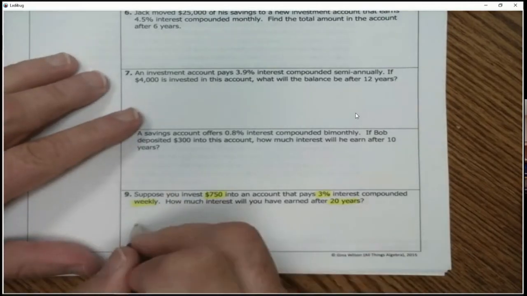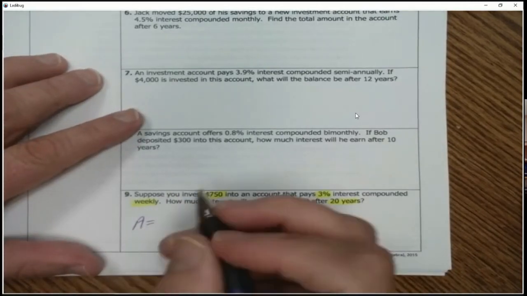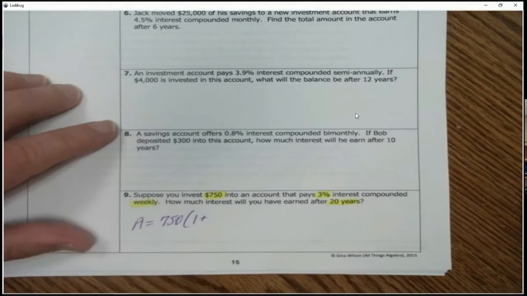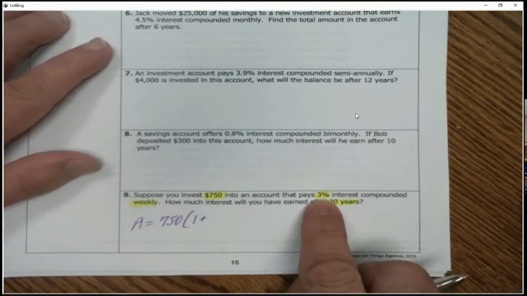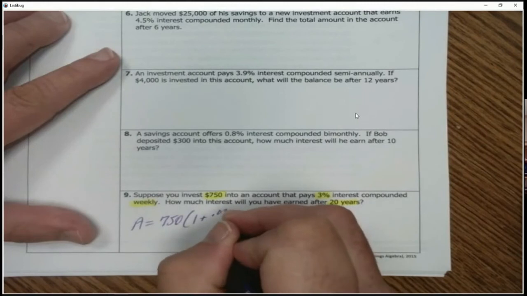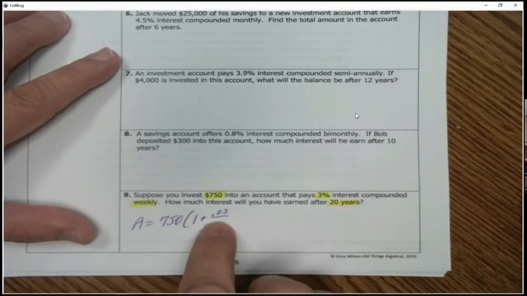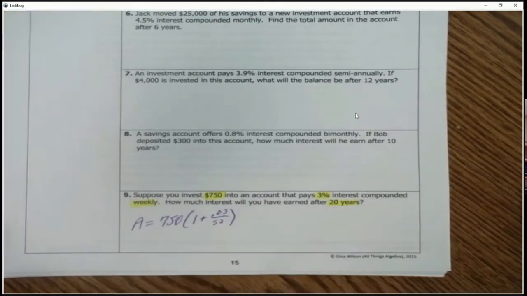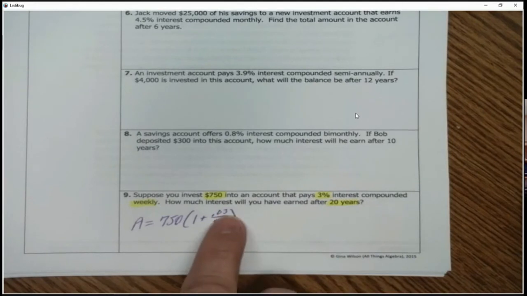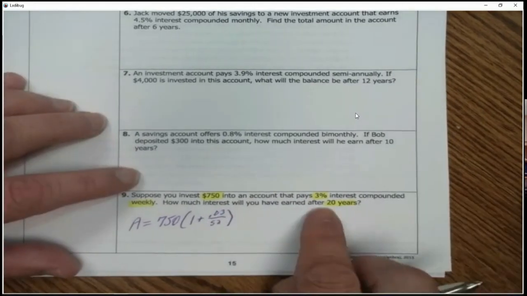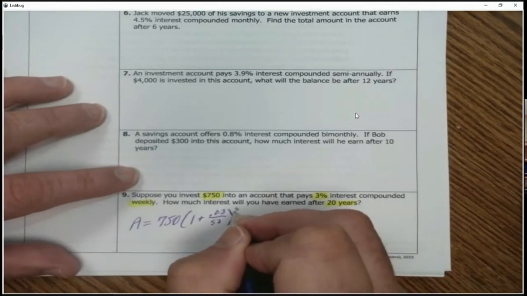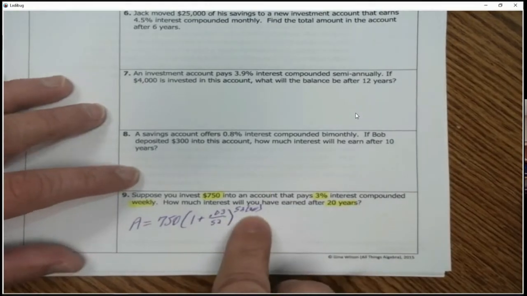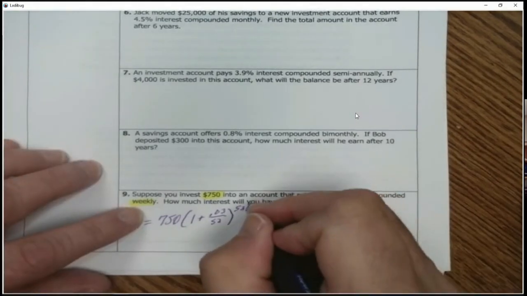So our amount will be our principal, $750 times the 1 plus. So what's our rate? 0.03. But we get a fraction of that every week, 52, right? Weekly, there's 52 weeks in the year. So we'll get 1/52nd of that 3% every week. And up here it's going to be N is 52 times 20. 52 times 20. So we're going to get it like over 1,000 times. I put the 20 in parentheses there.